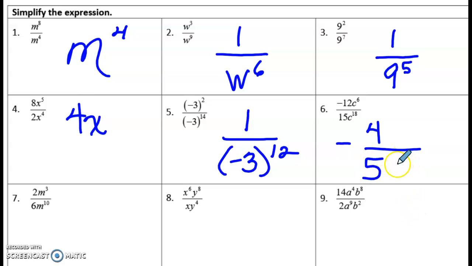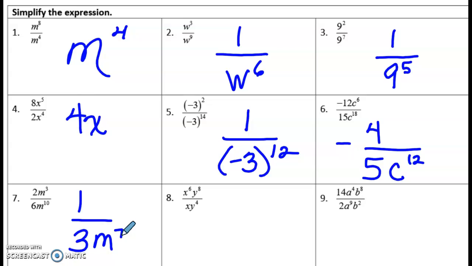And there are more c's down here, and there are actually 12 more c's in the denominator. 2 over 6 is the same as 1/3. And there are more m's in the denominator. There are 7. So we keep the 7 down there.